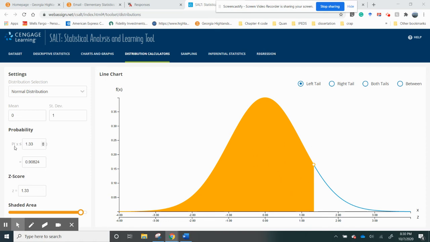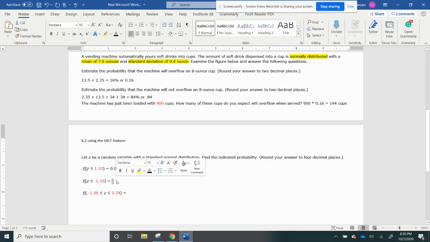So P where X is less than or equal to 1.33, I've got another probability, and then I'm just going to copy and paste this. I copy and paste it, and then again I have to round to 0.9082. So that's how I would do that one.